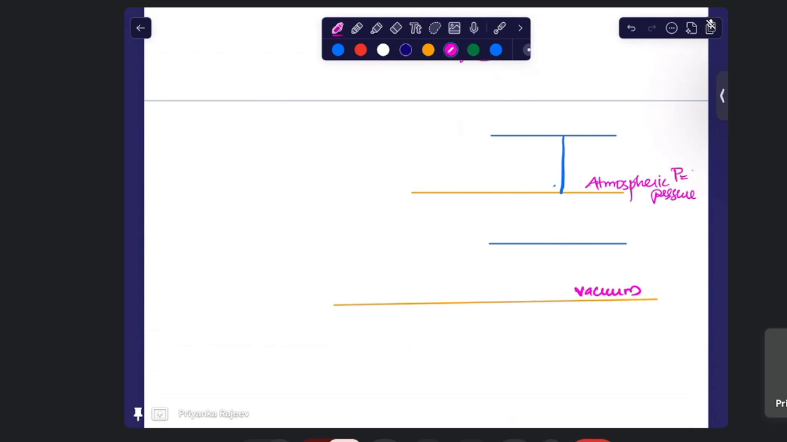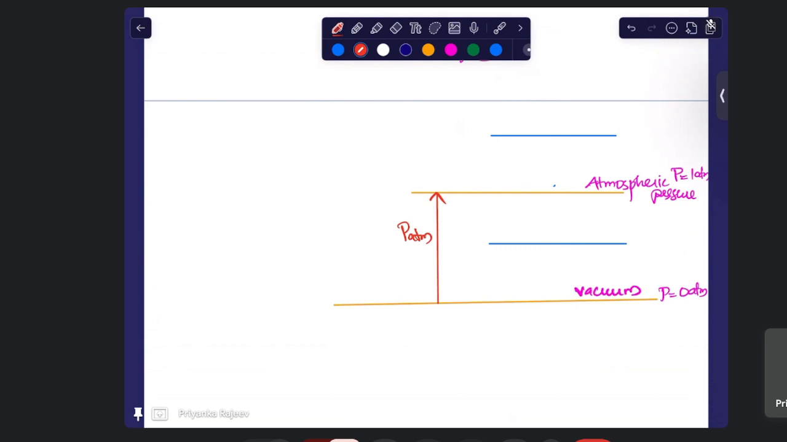P equal to 1 atm. This is P equal to 0 atm. Then this is, okay. Now we will just measure these. Okay. Now the pressure difference from vacuum to atmospheric pressure is called PATM. Okay, atmospheric pressure.